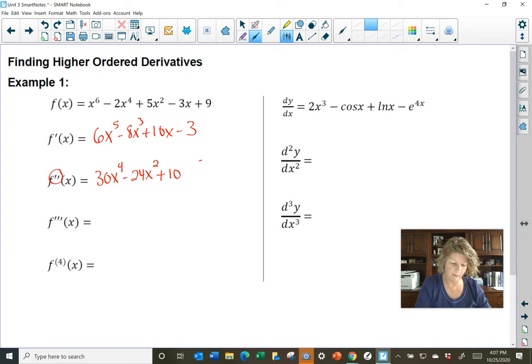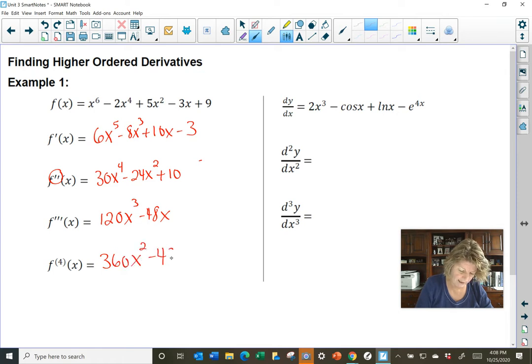Another term fell by the wayside, right? There we lost a term. Now we lost that term. Third derivative. Well, use the second and take a new derivative. 120x cubed minus 48x. Another derivative. Yep, I can get a fourth derivative out of this, so I'm at 360x squared minus 48.